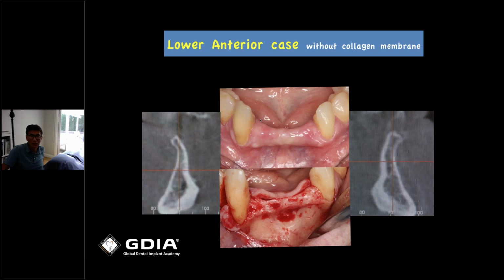So how about a lower anterior case? When you look at this, the lower anterior is very tough. Sometimes I call it, people just say, a breeze, right?